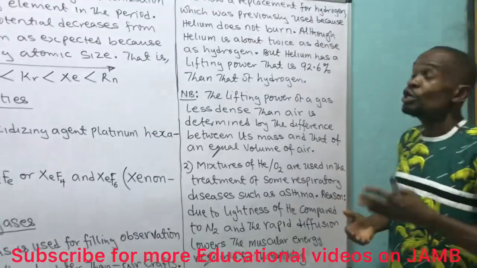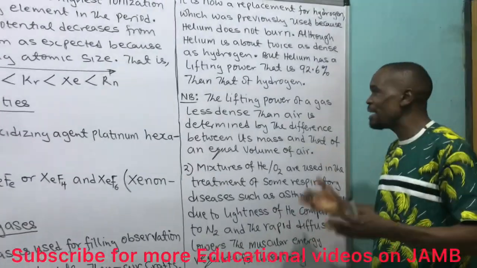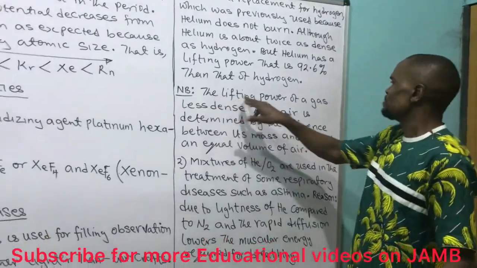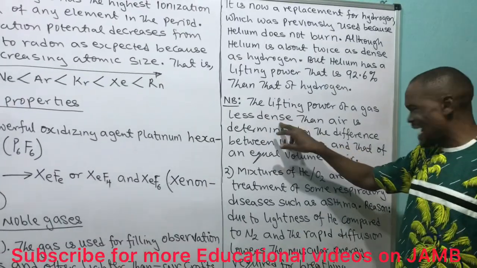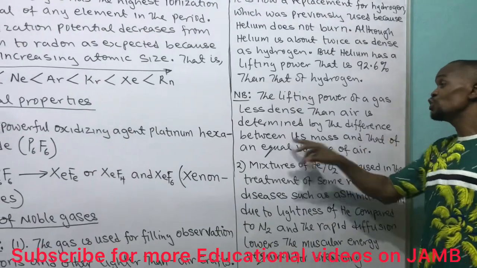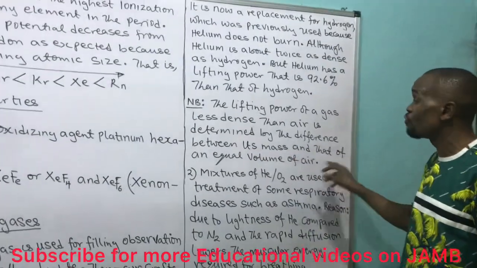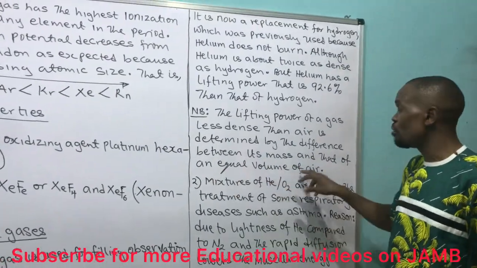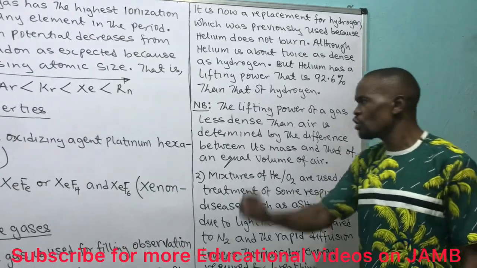Before it can have lifting power, it will be less than air in density. We say the lifting power of a gas less dense than air is determined by the difference between its mass and that of an equal volume of air.